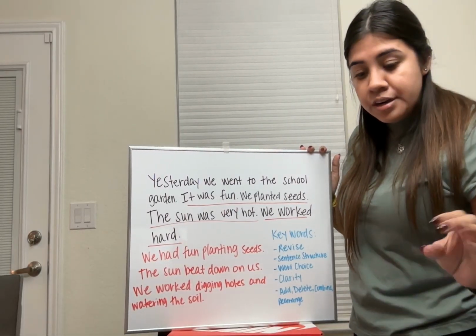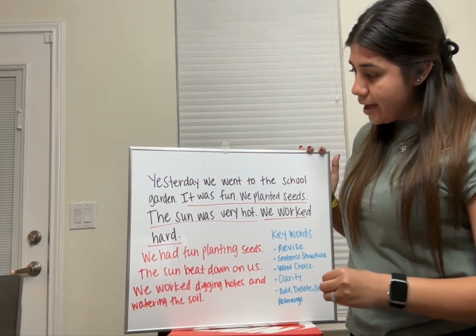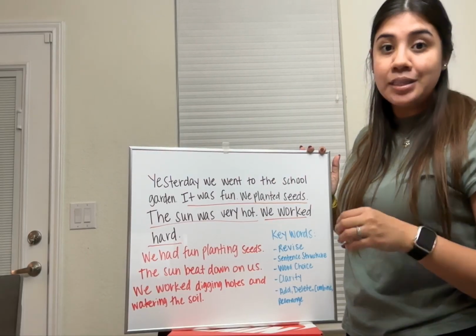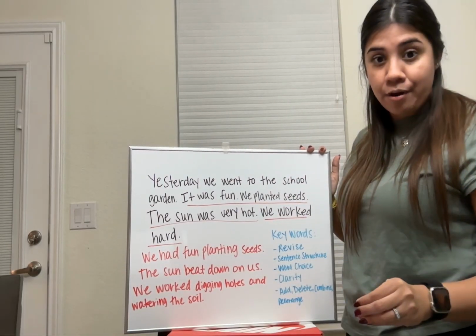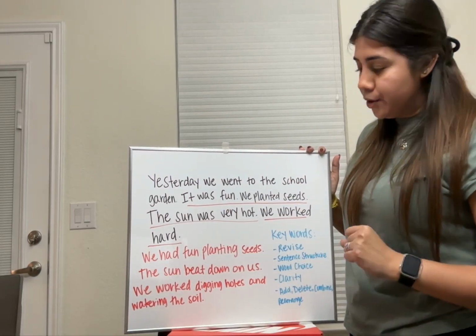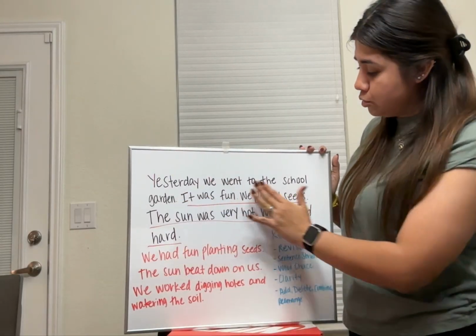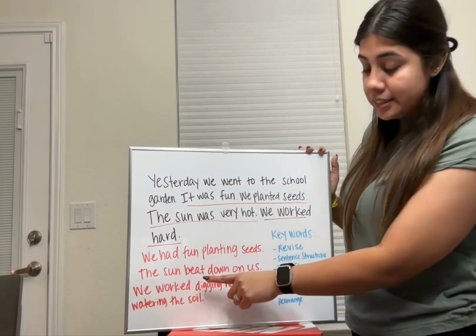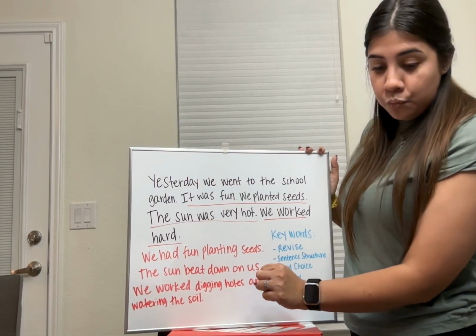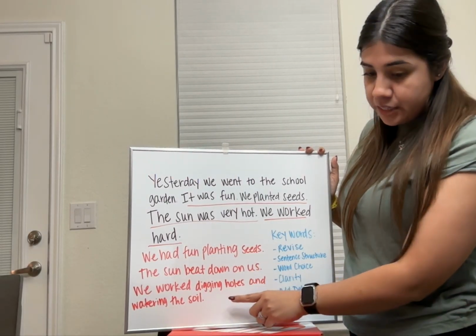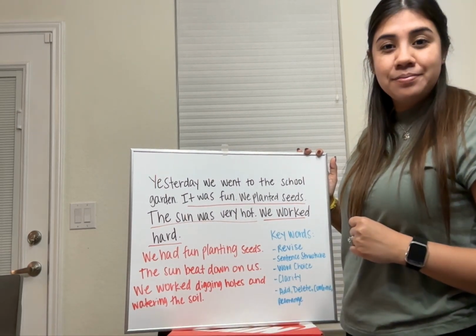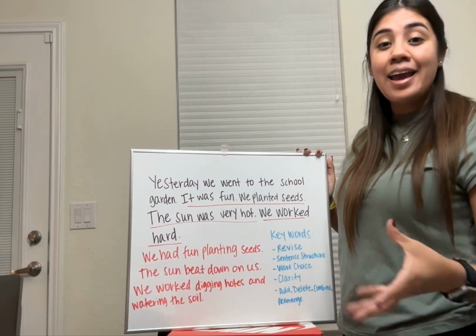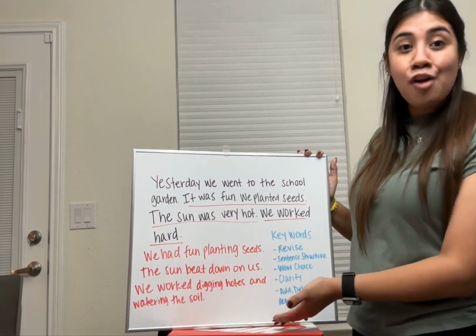So now that we have our revisions, now we're going to try to put it all together and see how it sounds with the new paragraph, okay? So we have a new paragraph here. We have, yesterday we went to the school garden and we had fun planting seeds. The sun beat down on us as we worked hard digging holes and watering the soil, right? So we can add, subtract, or delete again little things to make a paragraph flow, right?